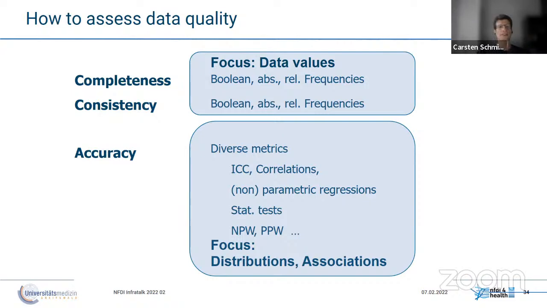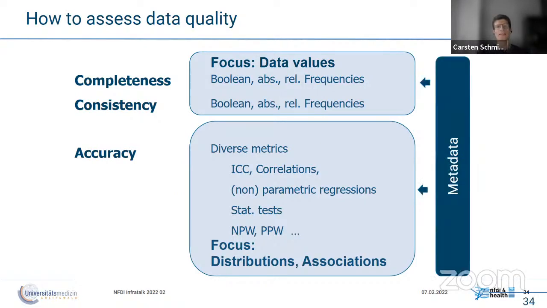If you look at completeness and consistency, above all, you have logical checks and you have absolute or relative frequencies to make presentations. And with accuracy, which is about unexpected distributions and unexpected associations, you have a very rich set of statistics. You might use intra-class correlations, parametric regressions, any form of statistical test, or negative and positive predictive values, and many other approaches might come into place here. And of course, if I were from physics, I would mention other sets of statistics. But the way we look at the data is quite different depending on which aspect we want to focus on.